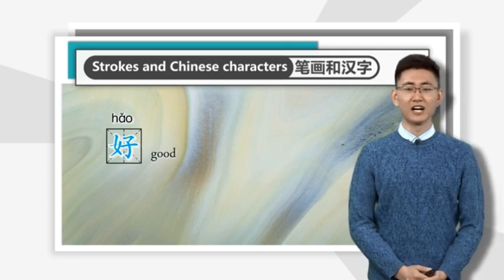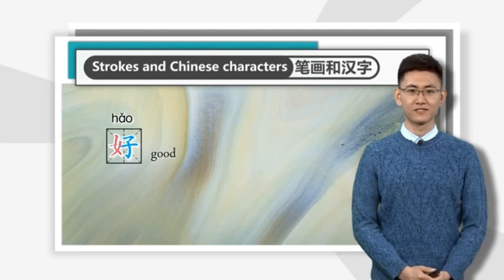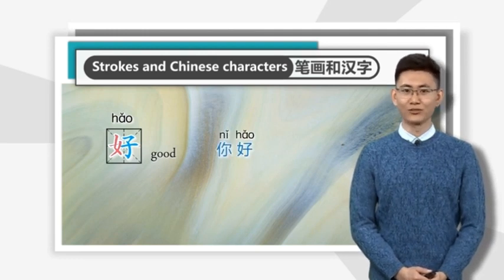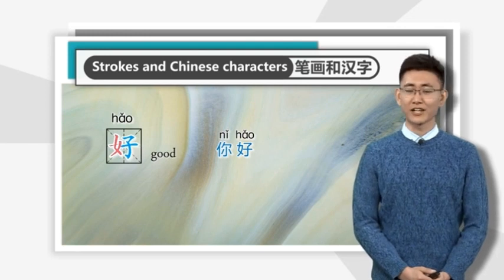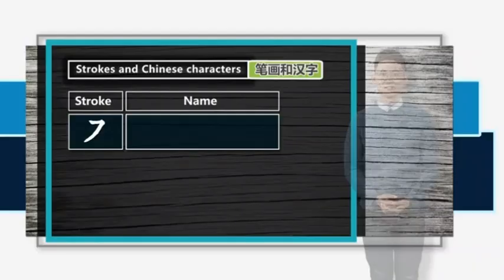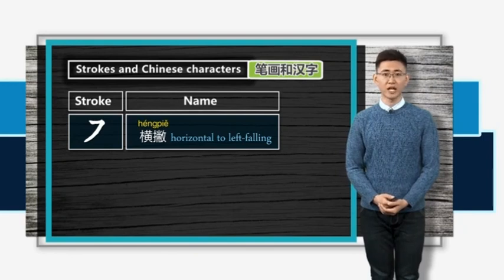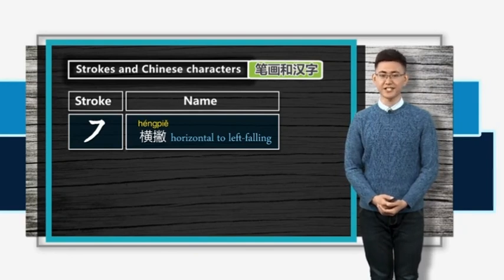And there is a common Chinese character containing 女. It's 好 from 你好. Can you write it with me? The second new stroke is horizontal to left falling, which in Chinese is called 横撇.